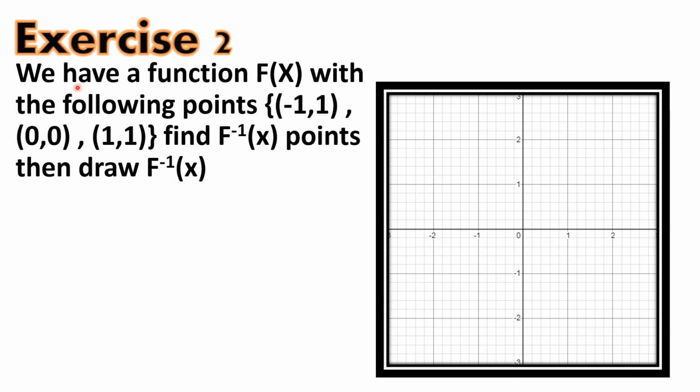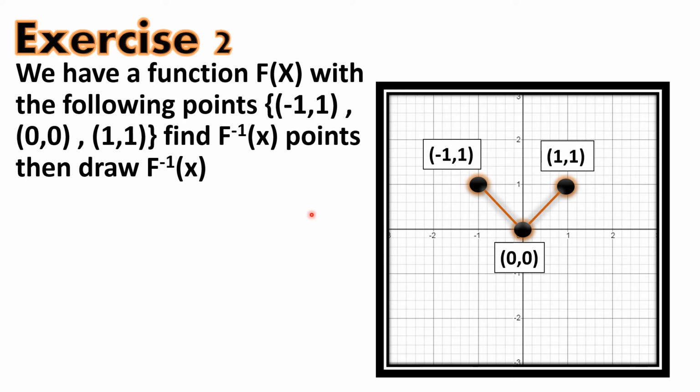Exercise 2. We have a function f of x with the following points: negative 1 and 1 here, 0 and 0, 1 and 1. Find f negative 1 of x points, then draw f negative 1 of x.